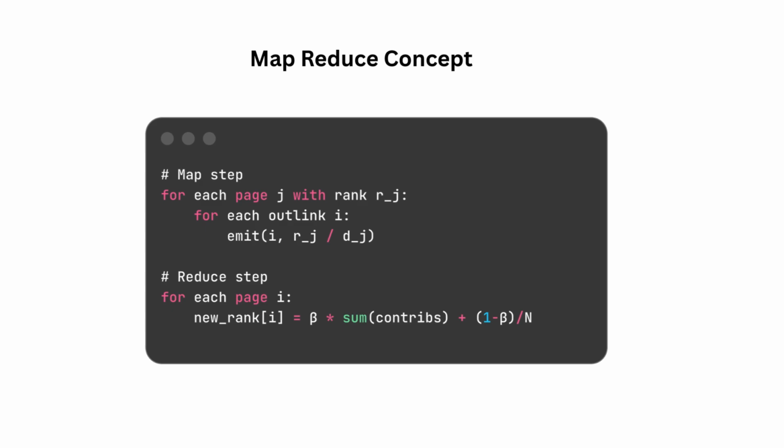This is PageRank in MapReduce form. In the map step, each page splits its rank across its outlinks. For example, if page A has rank R_A and 2 outlinks, it sends R_A over 2 to each. In the reduce step, all contributions to a page are summed, and we apply damping with beta plus a teleport term. Each iteration is one MapReduce job.